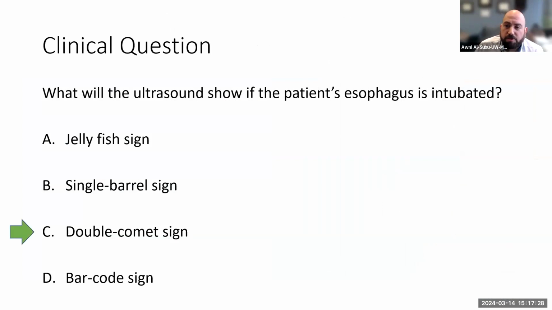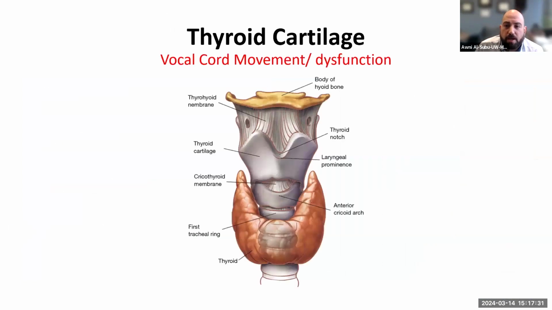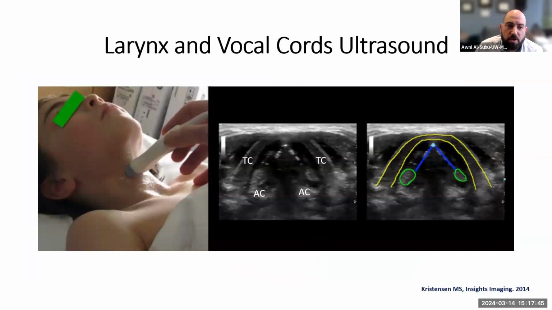All right, now we'll transition to the second area where we want to image, which is the thyroid cartilage, which again helps us with vocal cord movements and dysfunction. With this one, you want to use a linear probe. You want to obtain a transverse scan just at the thyroid cartilage level. Once you're there, you start turning up your gain until you see very bright symmetrical structures on both sides of the midline.